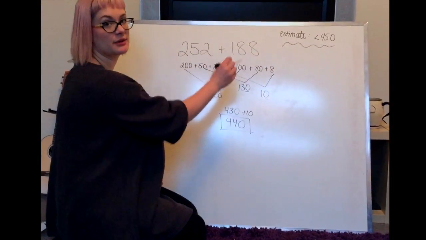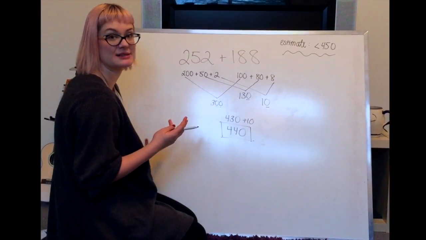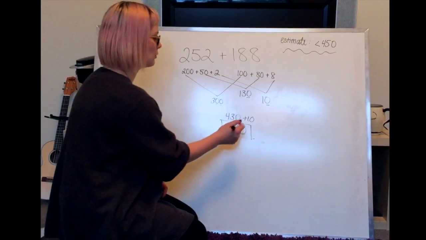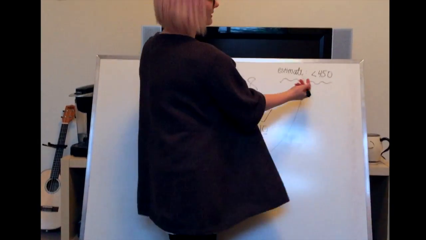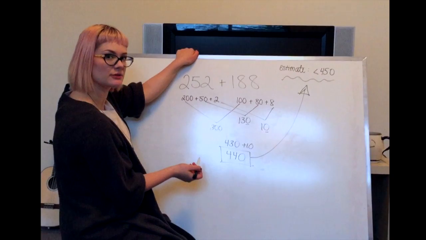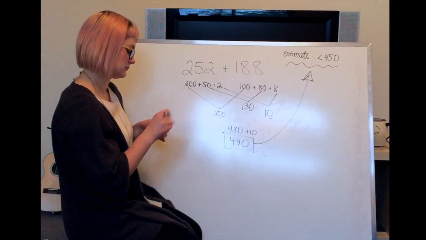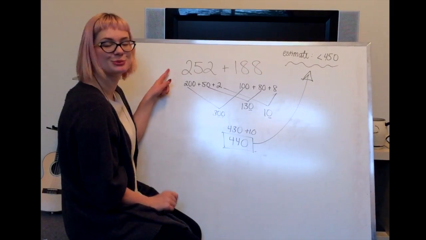So we can check this with our estimate when we're done to see if we've done anything drastically wrong in our addition processes. If I look at what my estimate was before, I estimated that it was going to be below 450, and I was right. The answer is 440. So I was pretty close. I was only 10 off. So that's how I would solve the question, 252 plus 188.